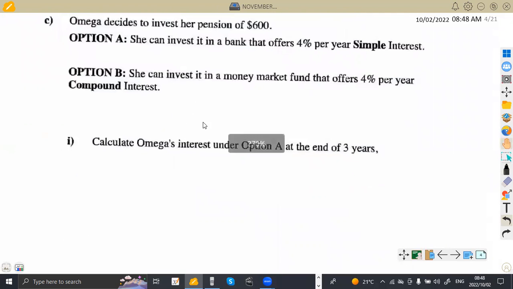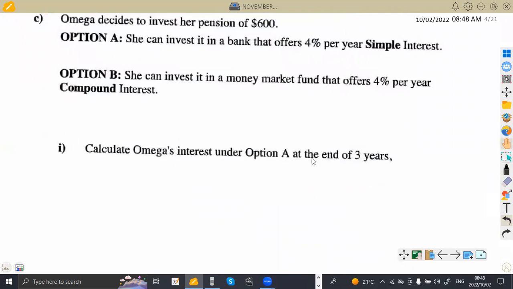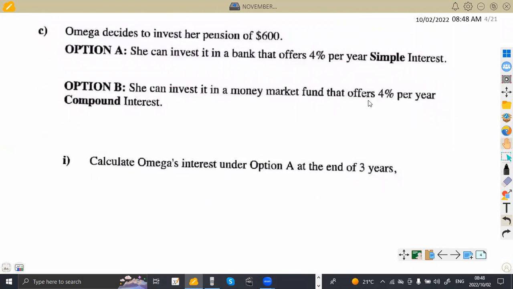Omega decides to invest a pension of $600. So this is another person who wants to invest the money for the pension of $600. She can invest it in a bank that offers 4% per year simple interest. Option B, she can invest in a money market fund that offers 4% per year compound interest. So these are the two decisions on the ground. The first one: calculate Omega's interest under option A at the end of 3 years.